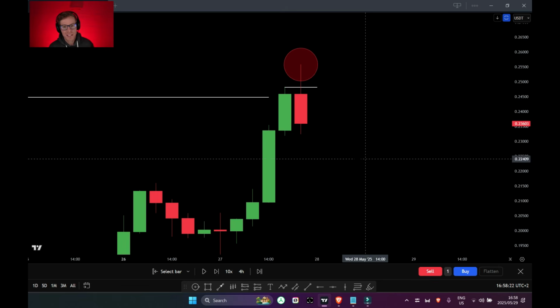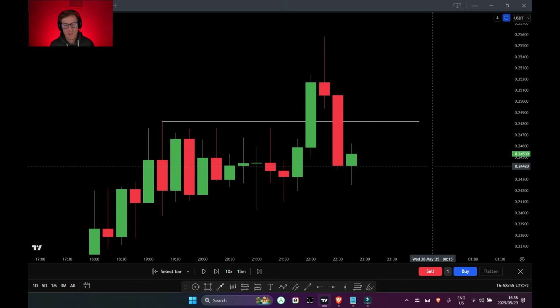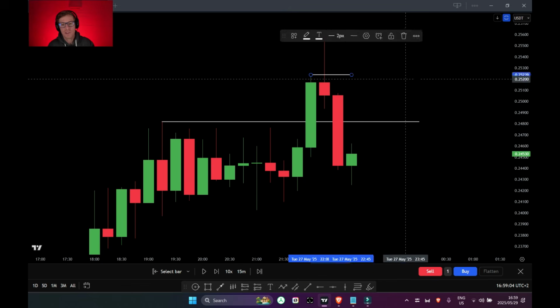Once I can identify this entry signature, then I can drop onto a lower time frame and look for an entry. So I drop down to the lower time frame. I'm on a 15-minute time frame where I'm going to look for my entry. You can also see on the 15-minute time frame, we also got a failure to displace happening.